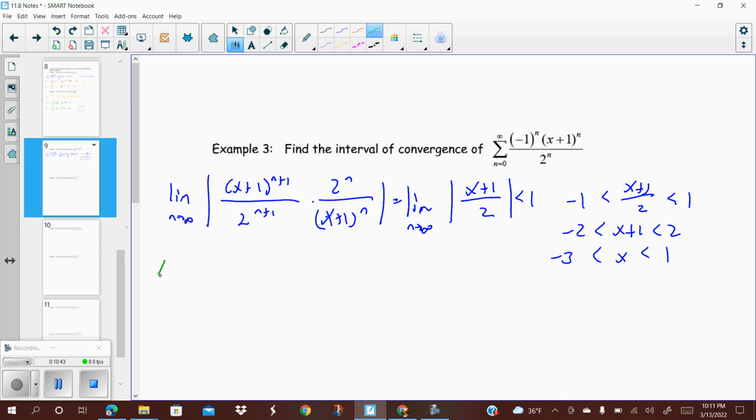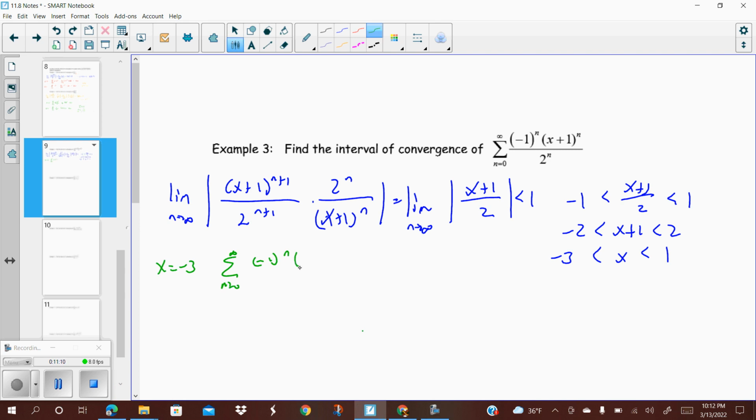So let's check x equals negative 3. Now, we could drop the negative 1 when we did the limit test for the absolute convergence, but when we go to plug these things back in, we need to keep that negative 1. It's part of it. It's part of the original series. So we're going to get a series from 0 to infinity of negative 1 to the n.